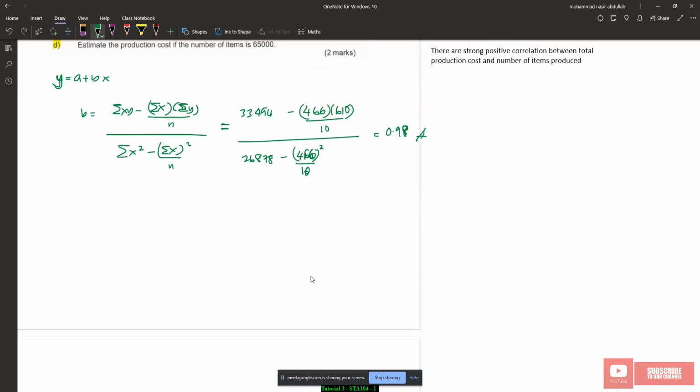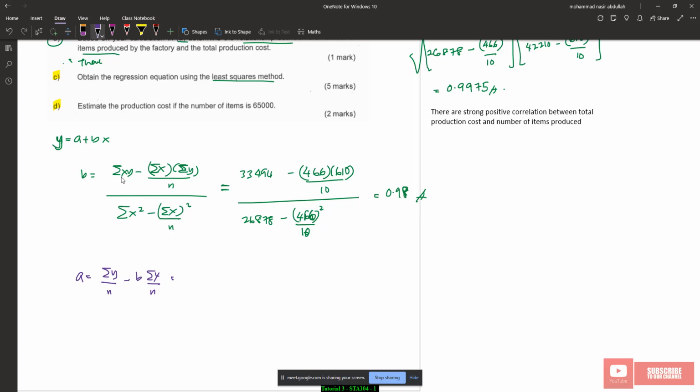And then we need to find the value of A. So A is equal to summation of y divided by n minus B multiplied by summation of x divided by n. So 610 divided by 10 minus 0.98 multiply with 466 divided by 10. So this one should be 15.25. So the regression equation will be y equal to 15.25 plus 0.98x.